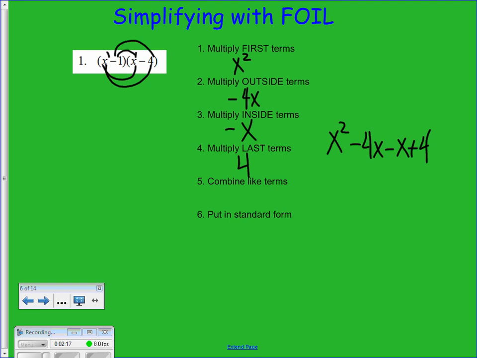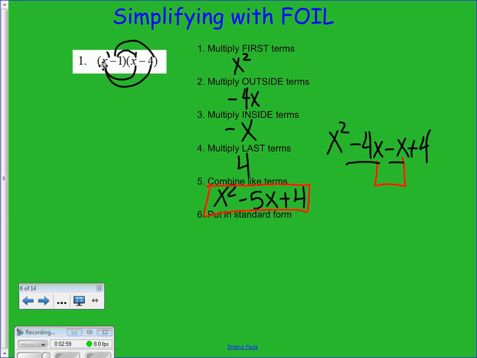So right now I have a degree 2 polynomial, but step number 5 says I need to combine like terms. Well, the only like terms I see are the ones with x. Remember, x squared and x cannot be combined. So I can combine those terms. And when I do that, I get x squared, negative 4x minus x is going to give me minus 5x plus 4. To put that in standard form, well, this answer actually is in standard form. We checked. Our exponents are in descending order. Our constant is at the end. All like terms are combined. So actually, this guy right here is our final answer.